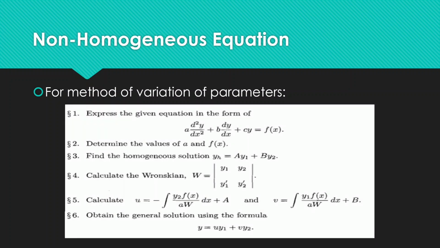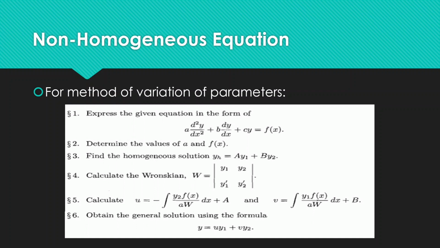To carry out this method, first express the given equation in the form of a d²y/dx² + b dy/dx + cy = f(x). Second, determine the values of a and f(x). Third, find the homogeneous solution yh equal to a y1 plus b y2. Fourth, calculate the Wronskian W equal to the determinant of y1, y2, y1' and y2'.